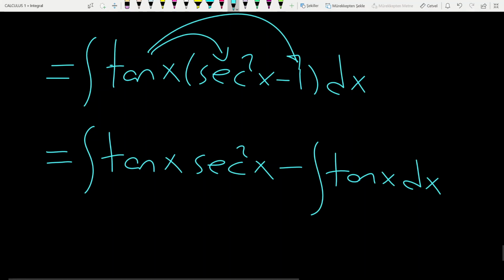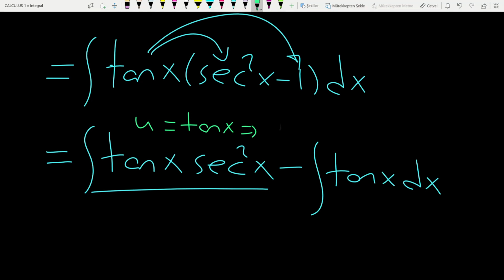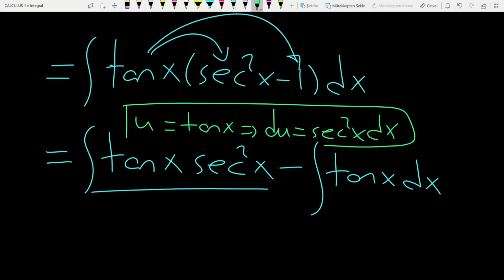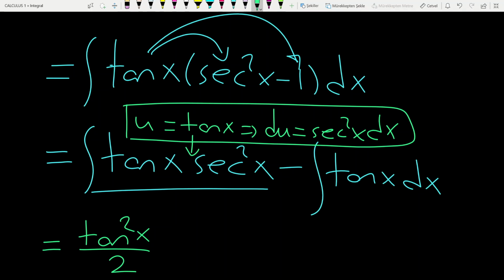And for this part, if you use the substitution rule, let's say u is equal to tangent x. In this case, du becomes secant square x dx. If you use this substitution, the first integral becomes tangent square x over 2, and the second integral is minus ln secant x. We have to add a constant c. This is all.